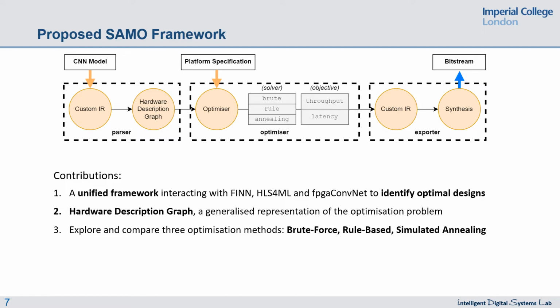The contributions of our work include: we propose a unified framework that is able to interact with the existing CNN-to-FPGA flows with streaming architecture. That includes FINN, HLS4ML, and fpgaConvNet. We can help them efficiently identify optimal designs. To make it happen, we introduce the hardware description graph, which is a generalized representation of the optimization problem. We also explore and compare three different optimization methods, which are brute force, rule-based, and simulated annealing. Let's now talk about this in more detail.